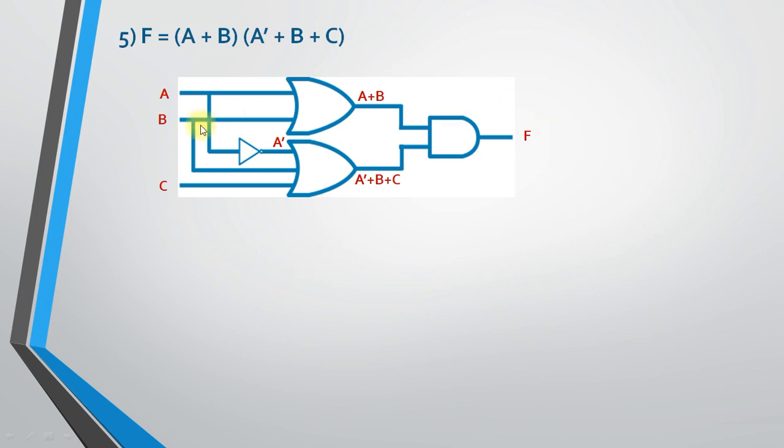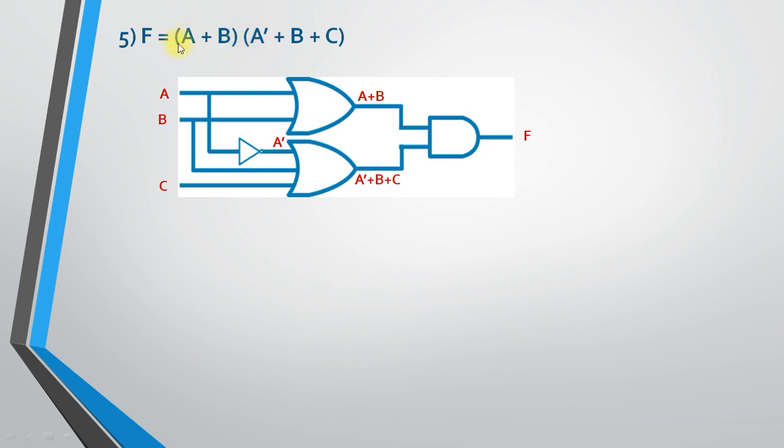Let me repeat this circuit once again. How can you form a Boolean function using a logic diagram? They have given you this circuit. First of all, give the name of the input variables and output variable. This is the OR gate, so an OR gate can be represented by the plus sign. Again this is an OR gate, so it can be represented by the plus sign. This is the AND gate, so it can be represented by either multiplication or absence of an operator.